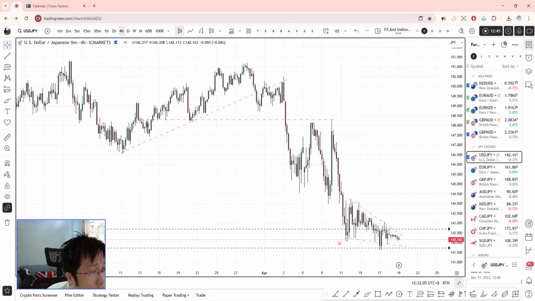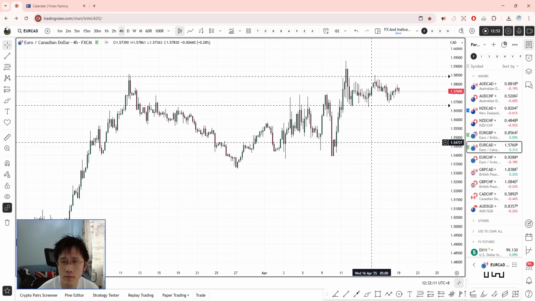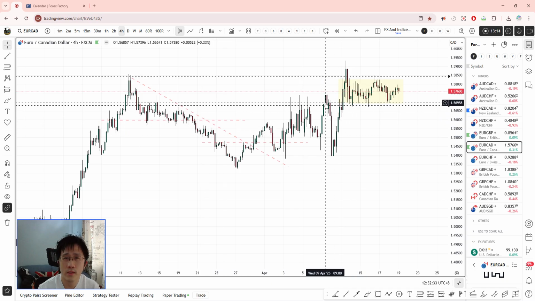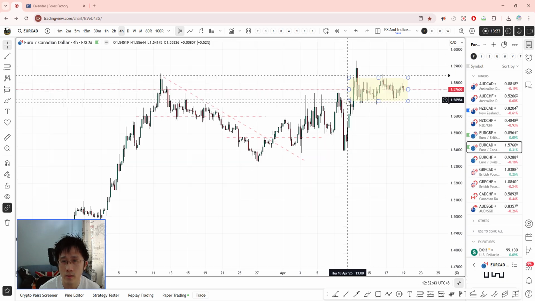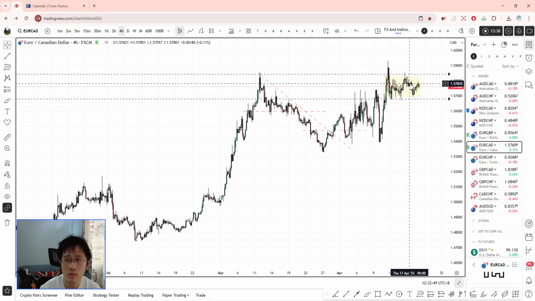Moving forward, you can also look at all these euro pairs in the context that, if next week the euro continues to be strong, because the euro and Swiss franc have been the top three strongest against the US dollar, and also against the other major currencies. So for this EUR/CAD as well, you can actually look for longs, pretty similar to the EUR/USD.